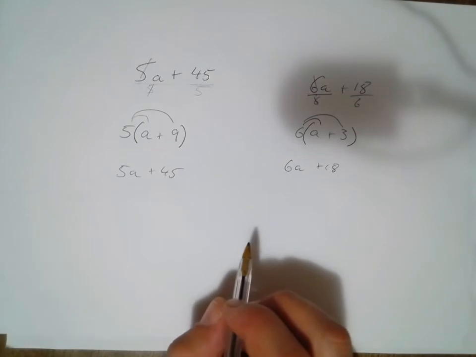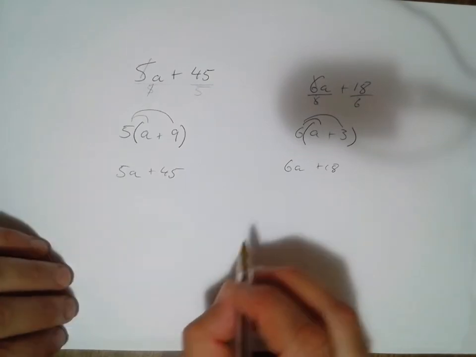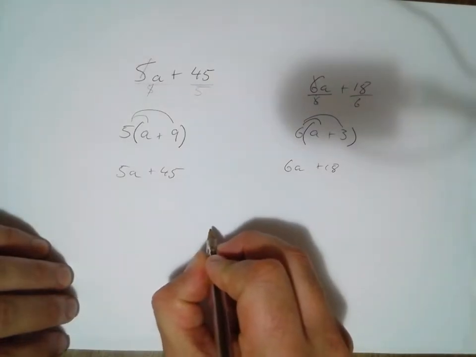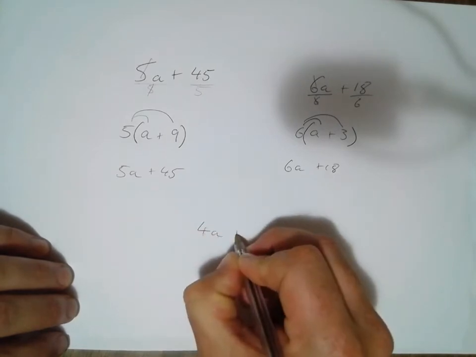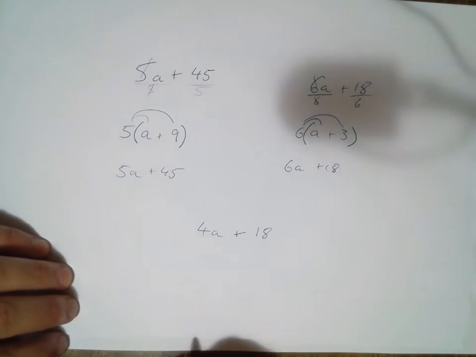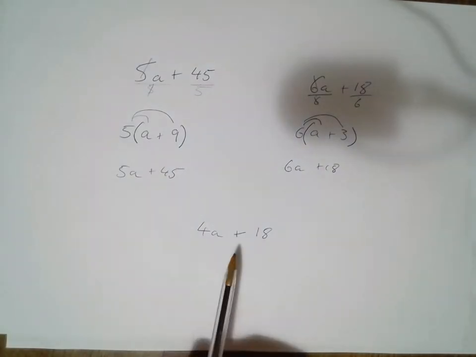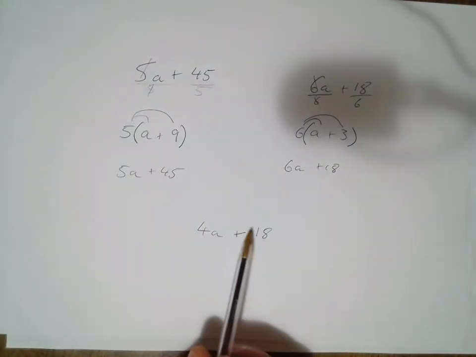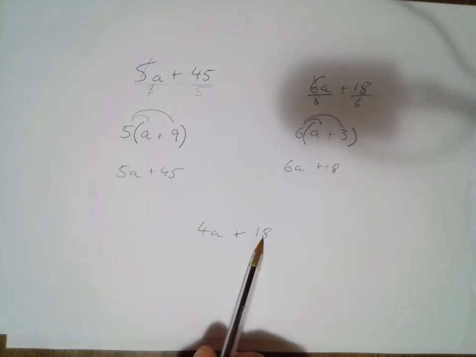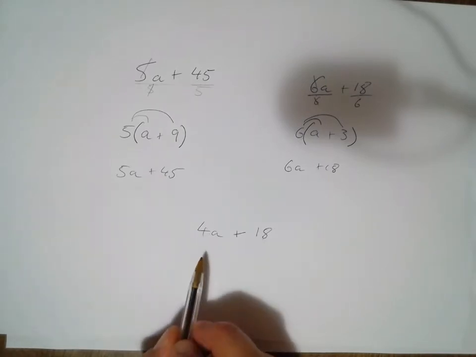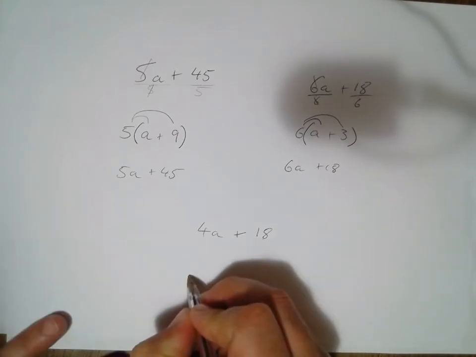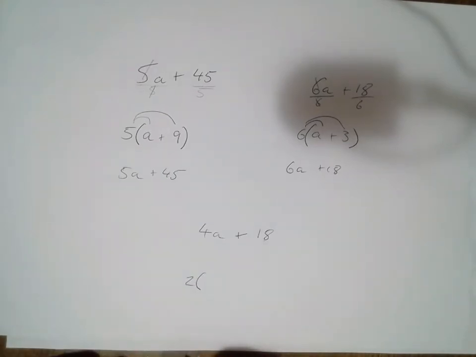Where it gets a little trickier is, say you have something like 4A plus 18. So immediately there I can look and go, well, 4 doesn't go into 18. So I've got to find, okay, what are my common factors between 4 and 18? And so something like that, I should be able to figure out pretty quickly that it's 2. So I put my 2 outside the brackets there.